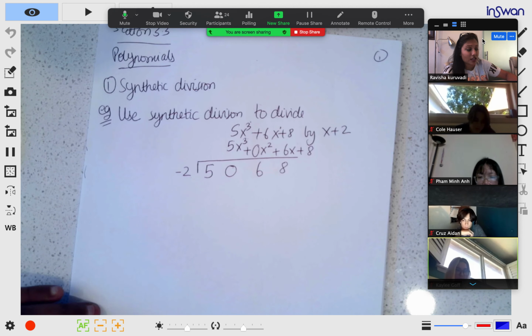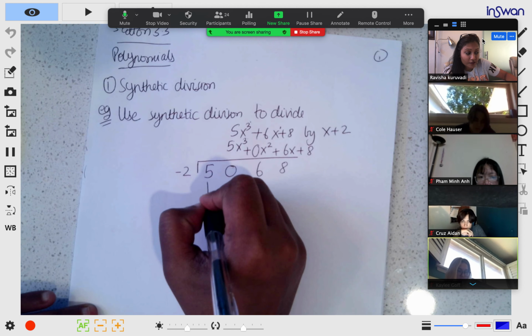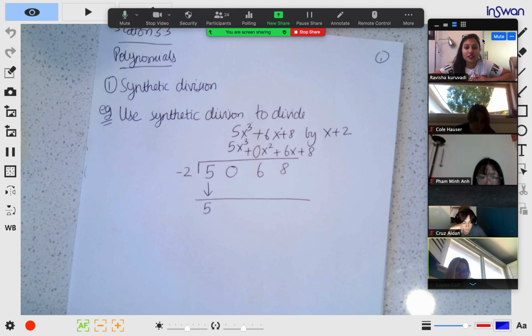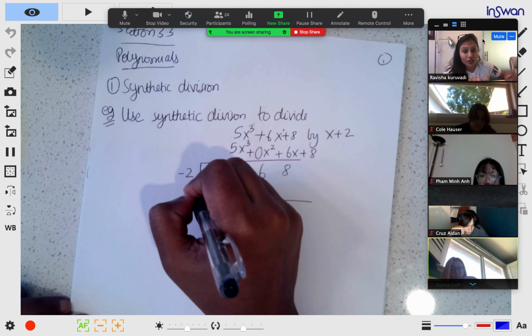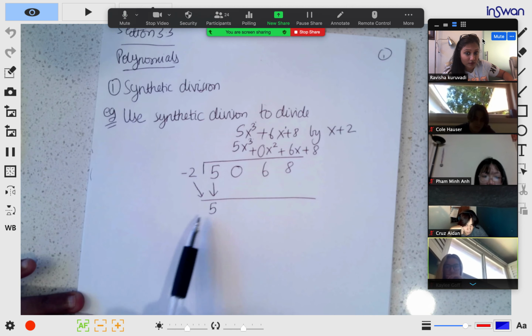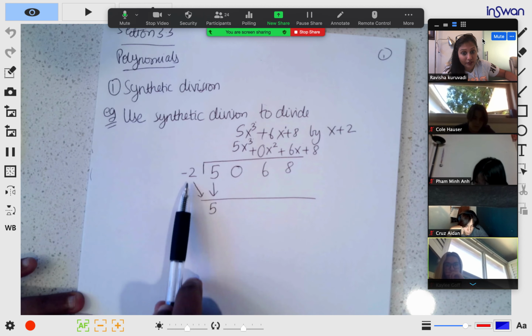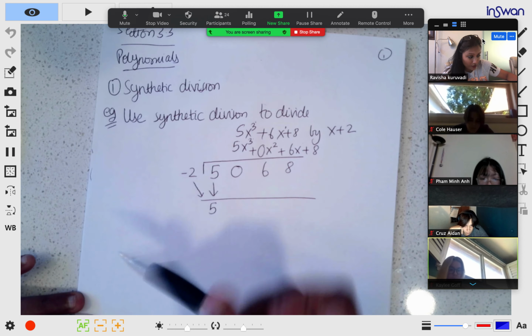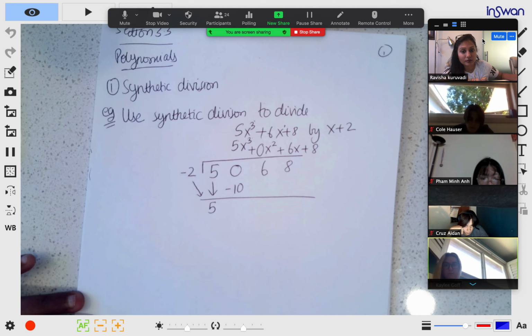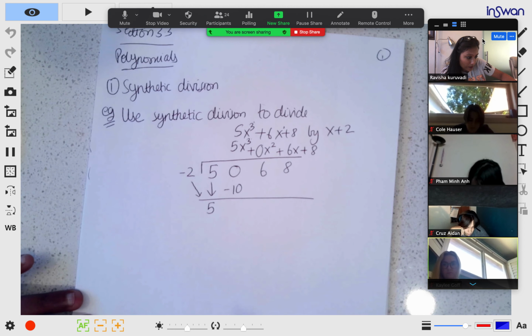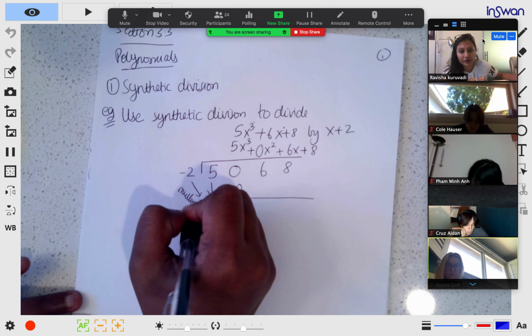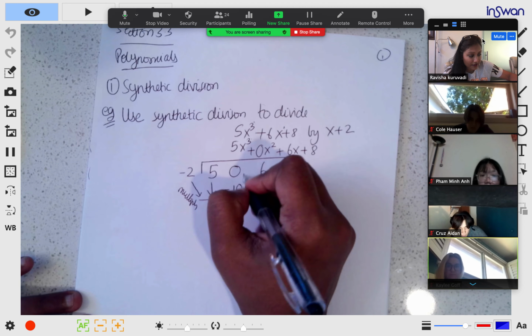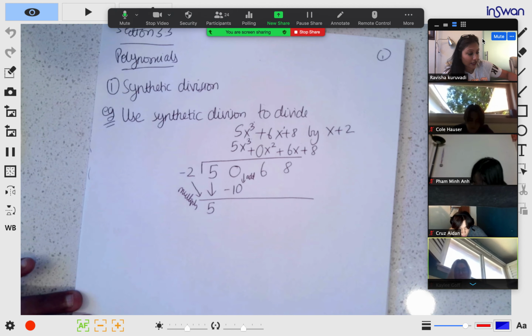So how do you do this? The first term you will take down as it is. So first term 5 you bring down as it is. Next, you're going to multiply these two, this 5 and this here, and whatever answer you get, you write it in the next column. So 5 times negative 2 is negative 10. I'm going to write it here. So you multiply and write it here, and then you're going to add. Now you add. What do you get? Negative 10.